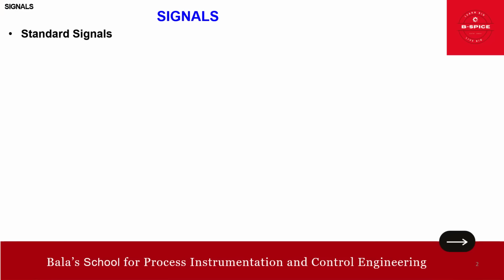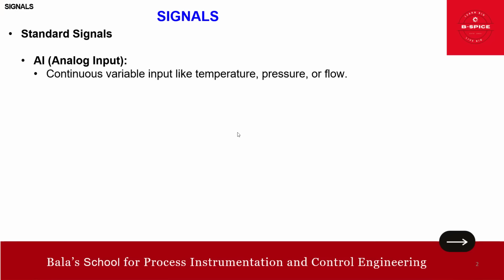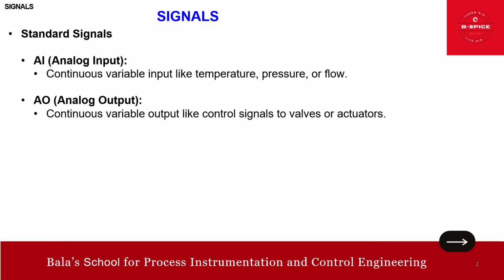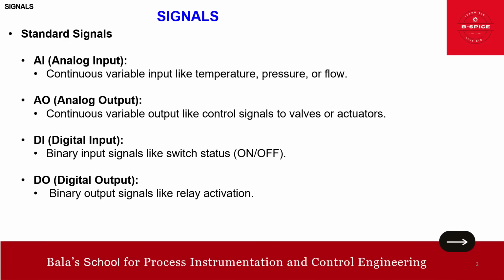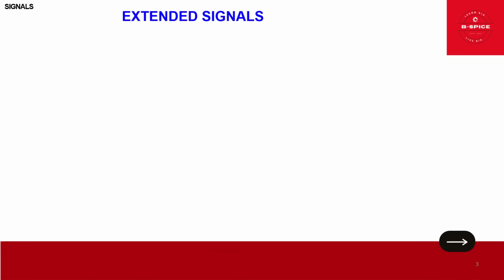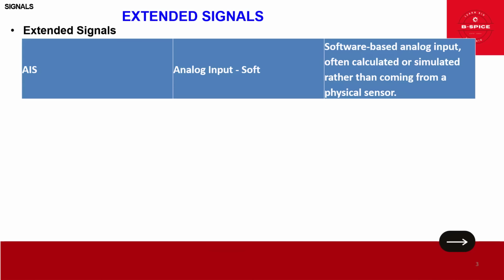Yes, before going into the extended signal, let us also touch upon the standard signal. As we know, the standard signal's analog input is nothing but a continuous variable input like temperature, pressure, or flow, right? And analog output, yes, is a continuous variable output like control signals to valves or actuators. Digital input is a binary input signal like switch status on and off, and digital output is a binary output signal like relay activation, which we all knew. Okay, what we need to know is about the extended signal.